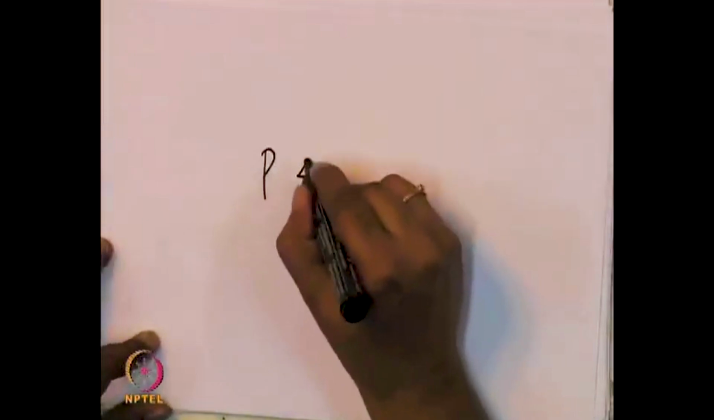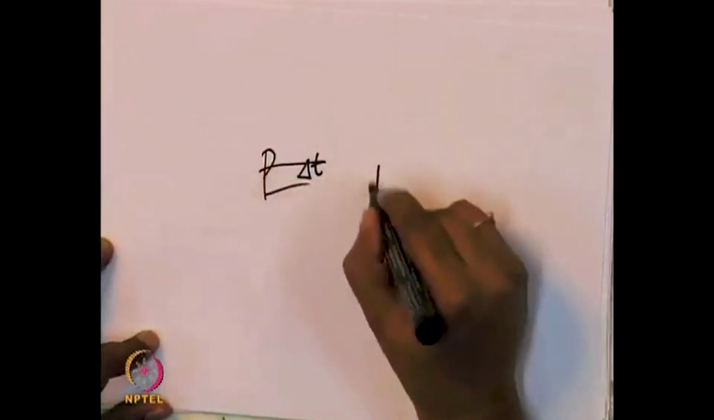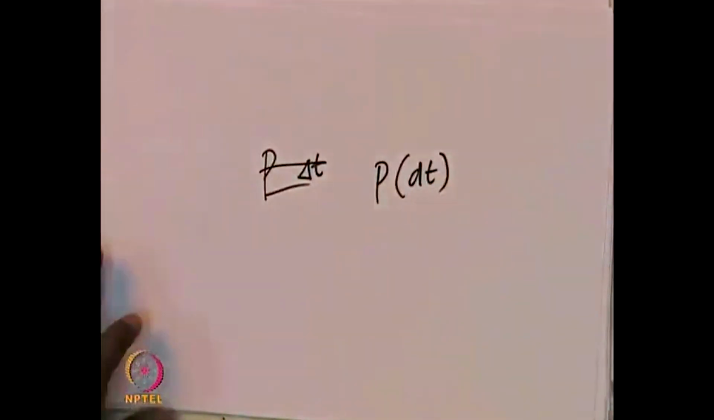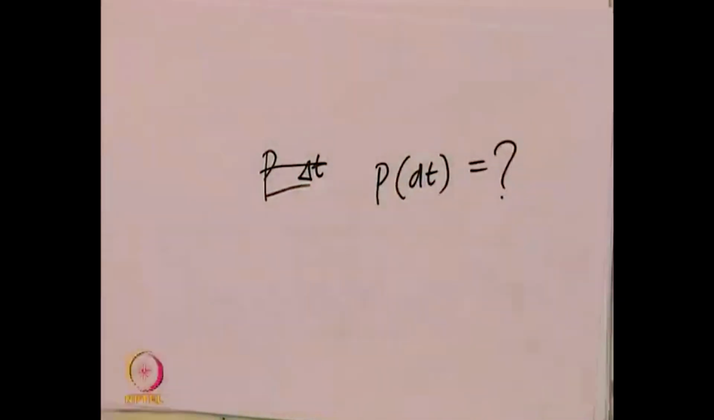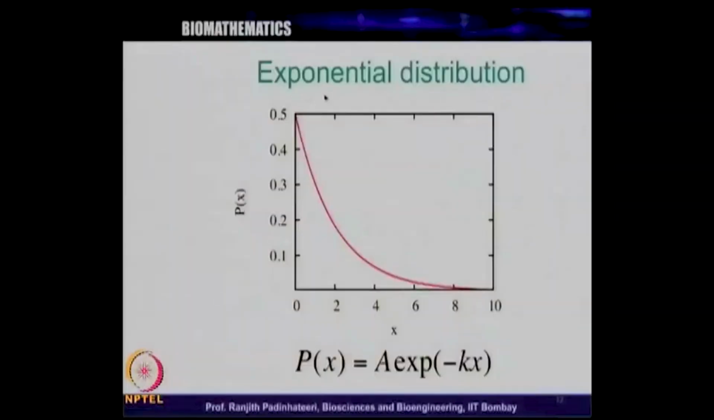How long typically will you have to wait? So, p of dt, what is this? It turns out that the answer to this question is something called an exponential distribution. The exponential distribution has this particular form, p of x is a e power minus kx, which peaks at 0 and comes down as a function of the parameter x. So, this distribution is called the exponential distribution.